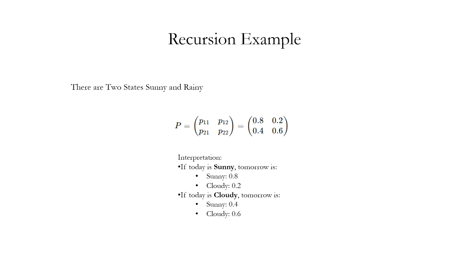Now here's a recursion example. There are two states, sunny and rainy. We've got this matrix, P. Interpretation: if today is sunny, tomorrow is sunny with probability 0.8, or it could be rainy with probability 0.2. If today is rainy, tomorrow is sunny with 0.4, or rainy with 0.6. I'm sorry for the typo, it's rainy, okay?